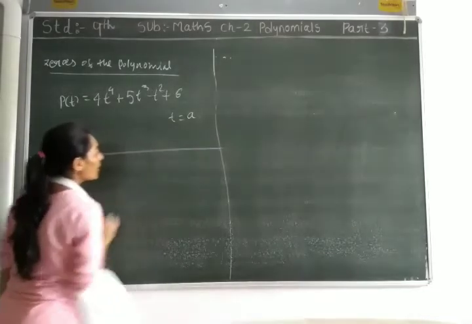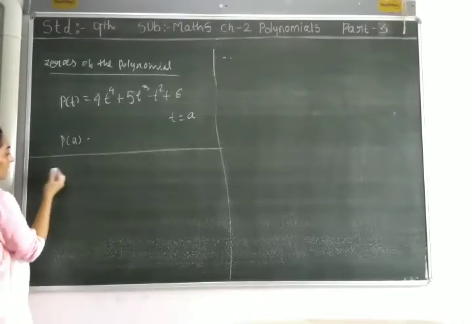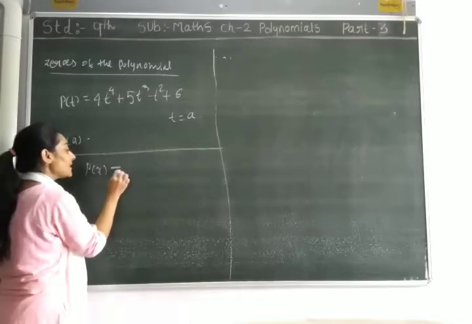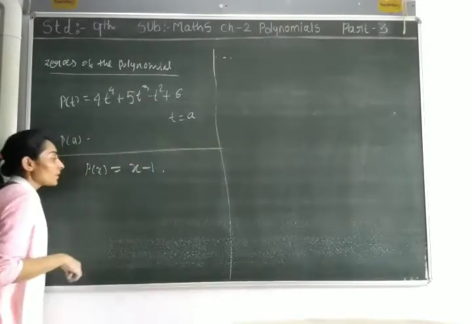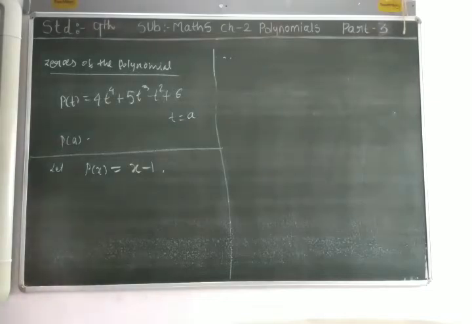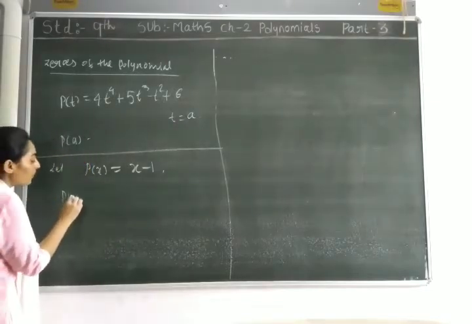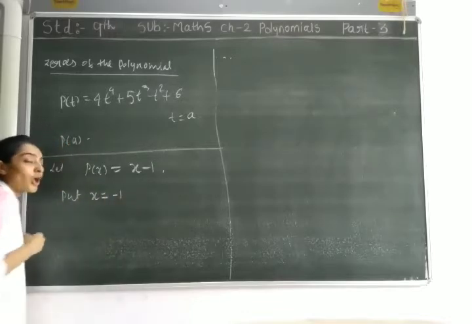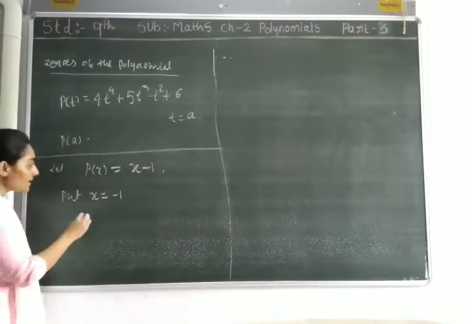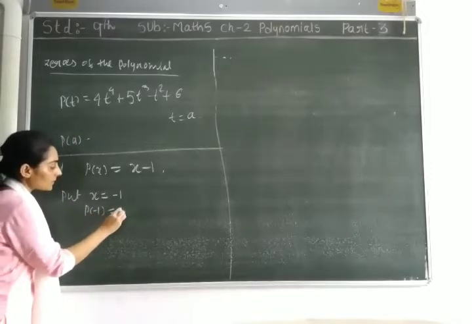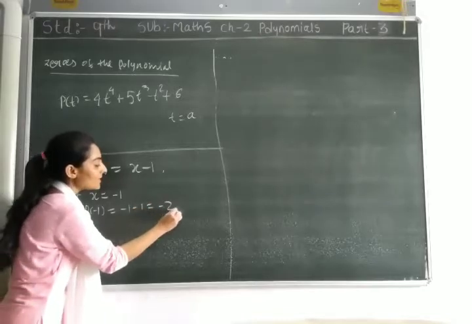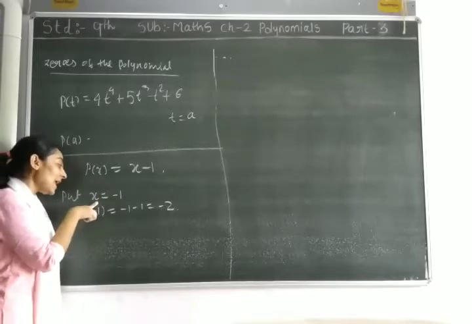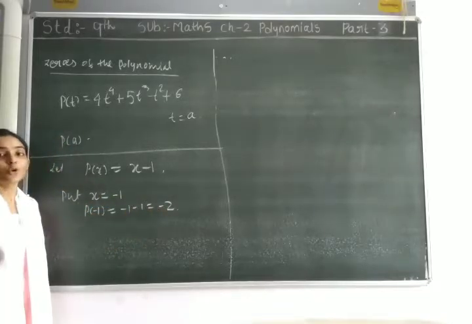Okay. Now consider one example. Let me take p of x equals to x minus 1. Okay, this is my polynomial equation. Now put x equals to minus 1. So minus 1 minus 1, I am getting minus 2. So the value of p of x at x equals to minus 1 is minus 2.